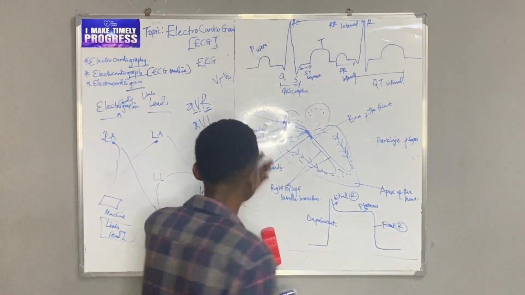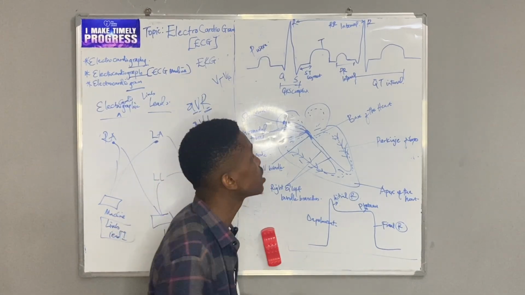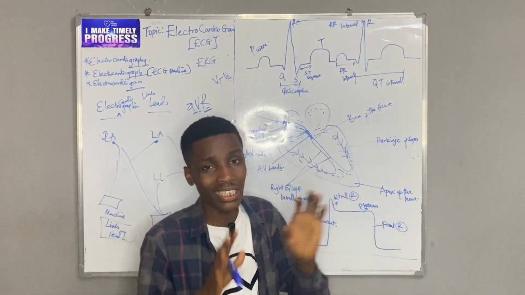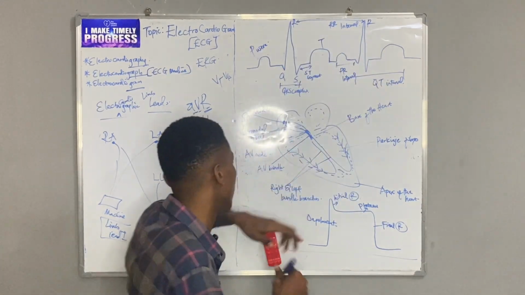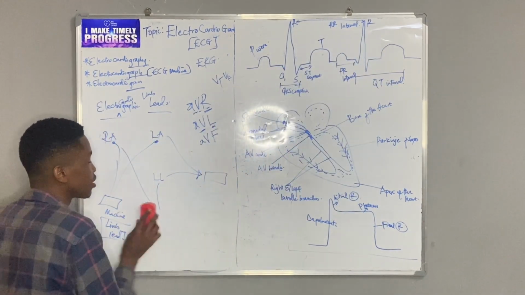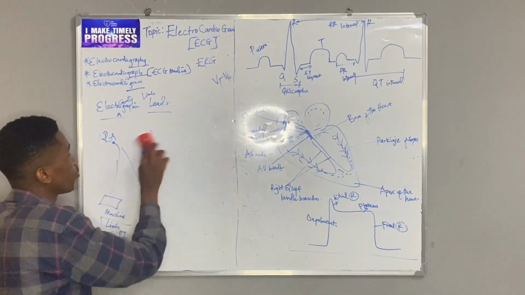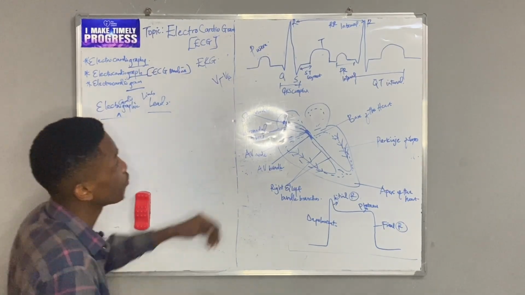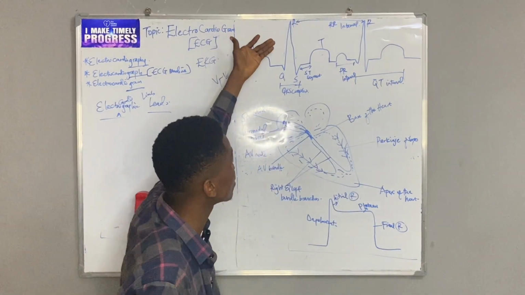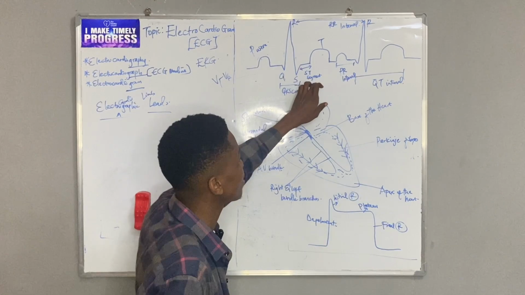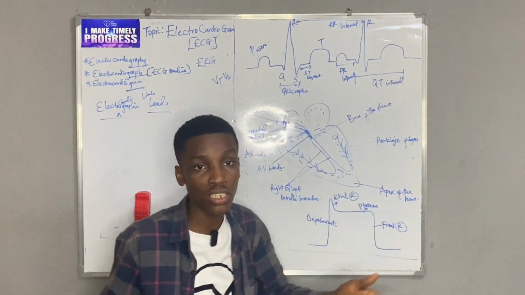All right, so let's go to the hallmark of this class, which is the recordings, the appearance of the recordings on the machine, the electrical activity of the heart, what we call the ECG. Now, if you observe from this graph, it is showing the waves, the complex, the segments, and the intervals of the ECG.